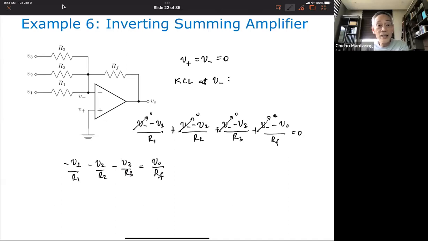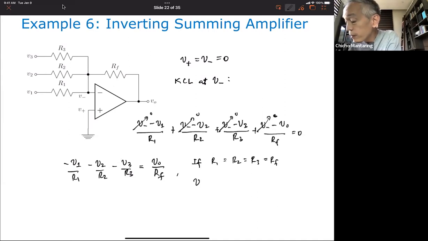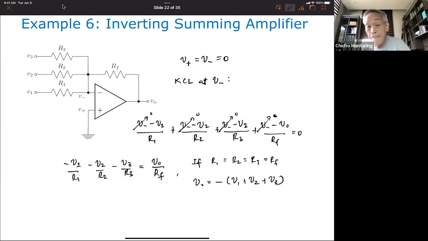Okay. So that is the output in relation to my inputs. If R1 is equal to R2 is equal to R3 is equal to RF, what do I get? I just get VO is equal to negative of V1 plus V2 plus V3. That's why you call it an inverting summing amplifier. An inverting summing amplifier.